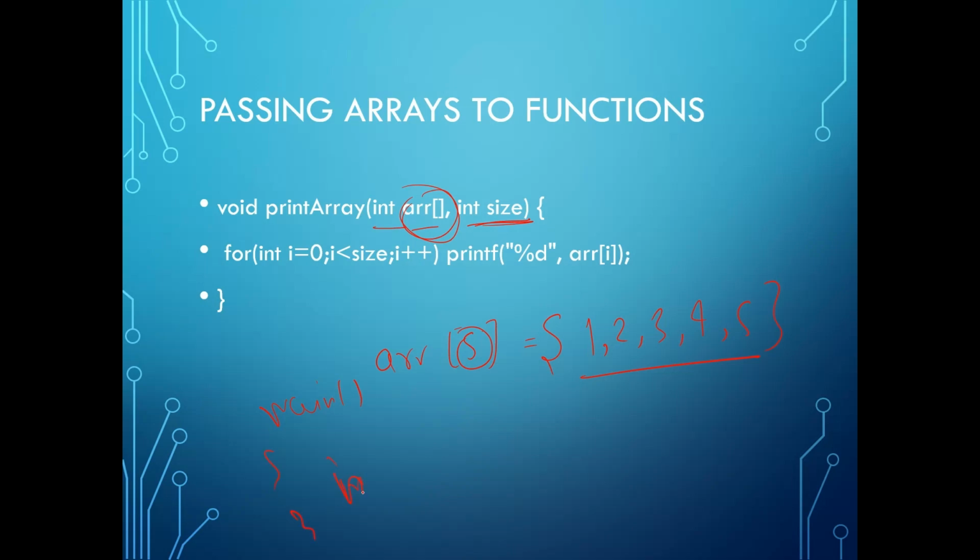Print array inside that array. Okay, so when you pass it, this collection of elements is passed here, and in parallel you have to define the size for it. So it will just enter here. This is how the passing of an array will happen.